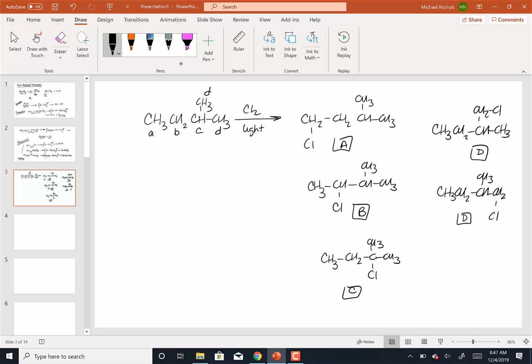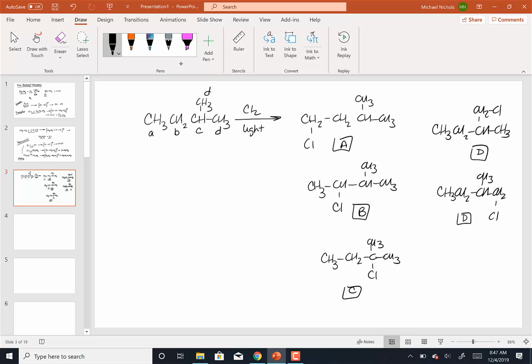Okay. And so when we first start this, we have to go through this kind of analysis. We have to say, okay, I'm going to replace each set of hydrogens with a chlorine, and then I'm going to determine whether that's a unique product because A through D all have unique IUPAC names. So how do you know if it's a new molecule or if it's a product that's already been written? You have to name it.